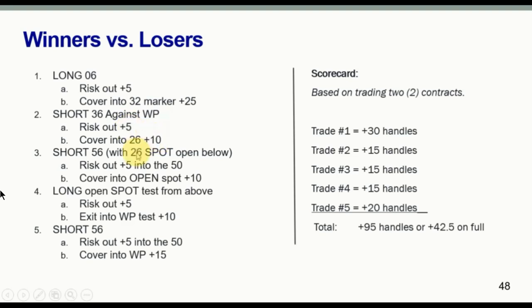We short the 56, risk out into the 50, cover into the open spot for a +10. That one would have required going again. That's tricky right there. So that may be one we want to actually put asterisks next to over here. Okay, but we would at least have gotten risk out on that first pass. We long into the open spot.